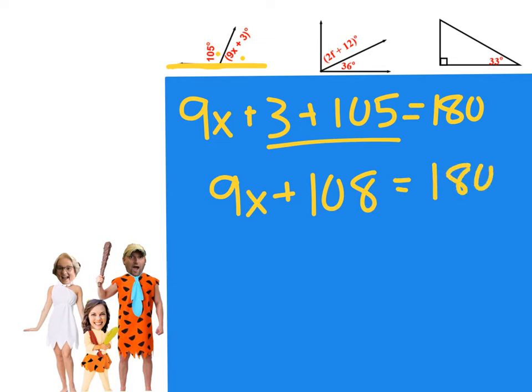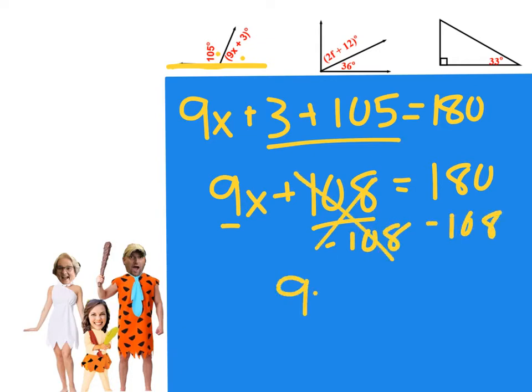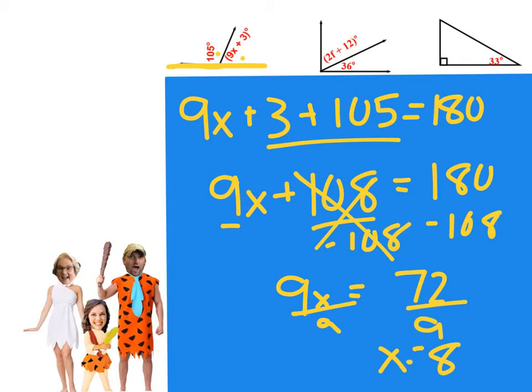Then we just solve it like an algebraic equation. They did this, then this, so let me undo that. Those cancel out, and I'm left with 9x equals 72. Divide by 9, and I get x equals 8. So to make that a true statement, that x right there had to be an 8.